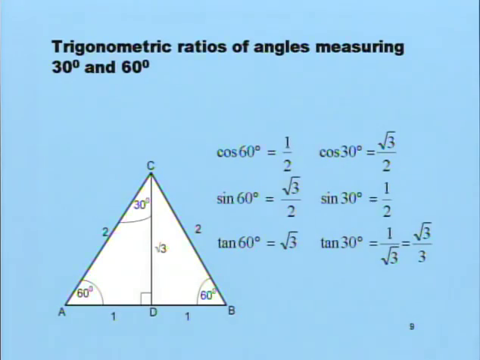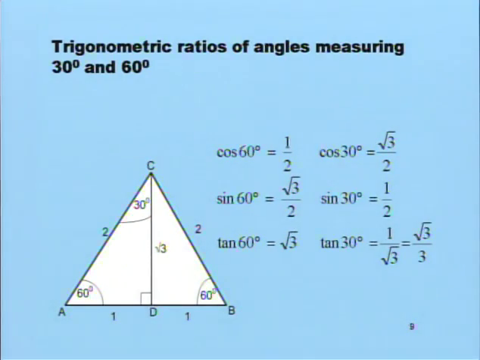So the cosine of 60 is equal to adjacent over hypotenuse, which is equal to 1 over 2, and we go across to find what the cosine of 30 would be. Cosine of 30, if you look carefully at the diagram, will be root 3 over 2.